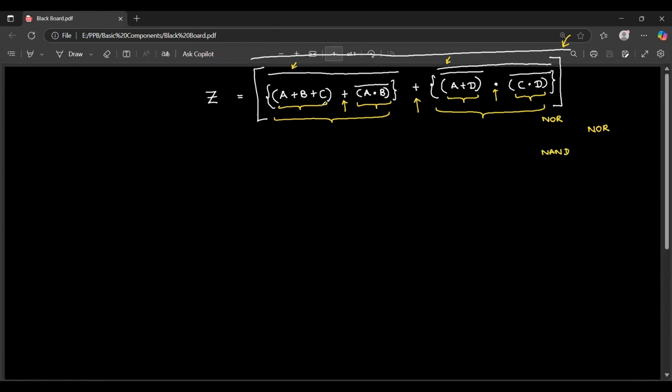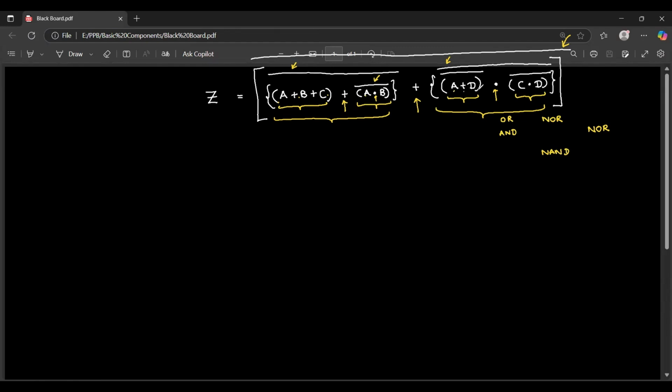Okay, and let's talk about NOR gate again. So here you have A plus B plus C, which means they are passed through an OR gate. What about this guy? Well, A and B are passed through a NAND gate. Why? There is whole thing bar and there is this specific dot. Okay. And what about this guy?